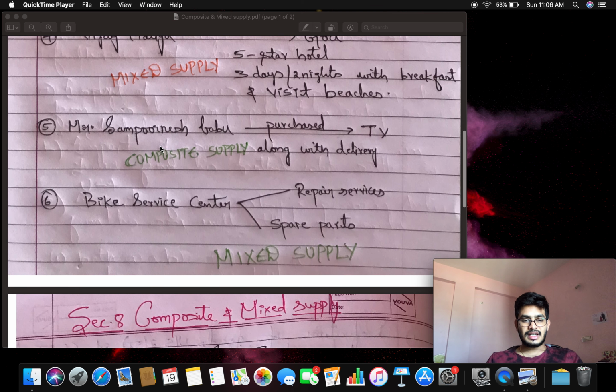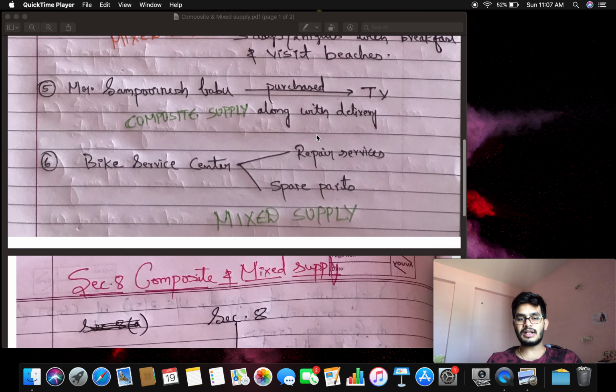For example, Mr. Sampurnesh Babu has purchased a TV. Along with the TV, in the contract, they said that we will deliver it to home. It is a free service. Whether it is a composite supply or mixed supply, obviously it is a composite supply. Why? It is naturally bundled. While buying the TV only, both parties came into one contract that you have to deliver. The delivery charges are included in this TV only. Obviously it is naturally bundled.